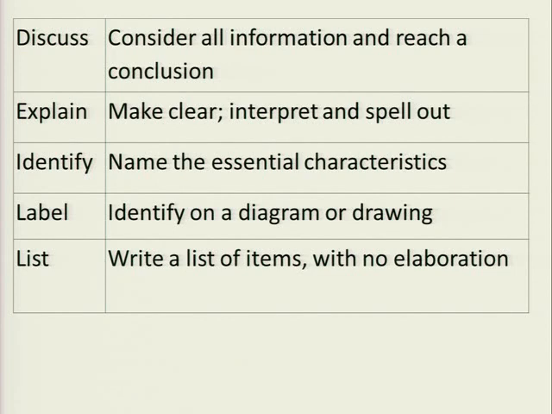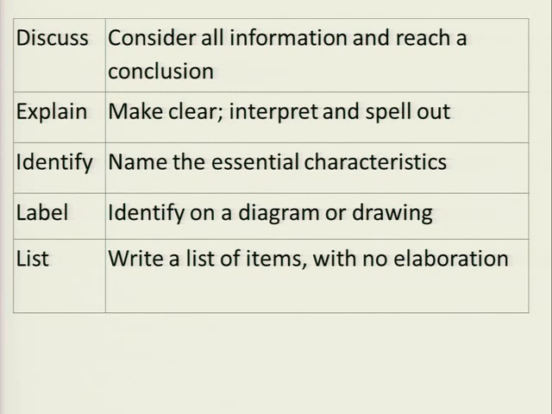And then the other one will be identify. You name. Under identify, you name the essential characteristics. Label, identify on a diagram or a drawing. When you identify on a diagram or a drawing, you make sure whatever you'll be labeling does not cross over the other, because in that way it will be wrong.